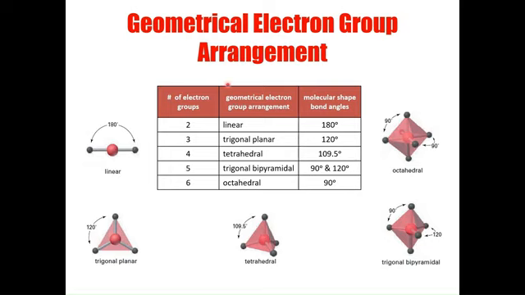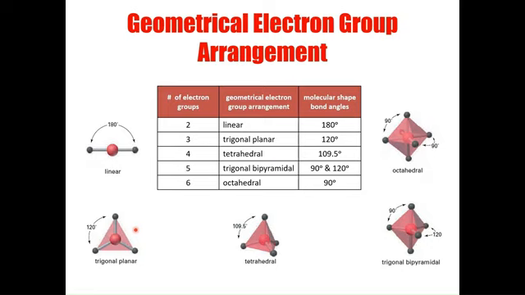This table shows the 5 geometrical electron group arrangements that you're required to know. The shapes of those geometrical arrangements are shown here. The first of these shapes is called linear. It has two electron groups that are separated by 180 degrees.